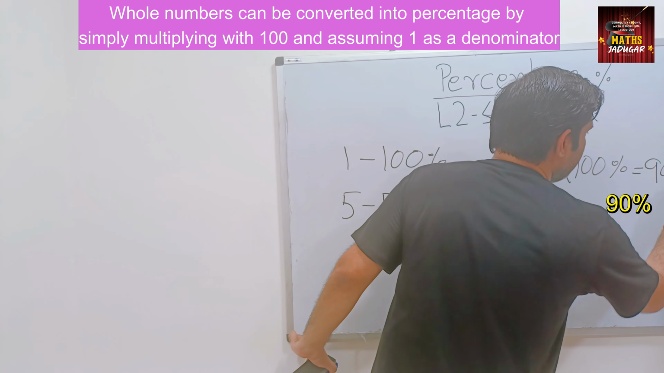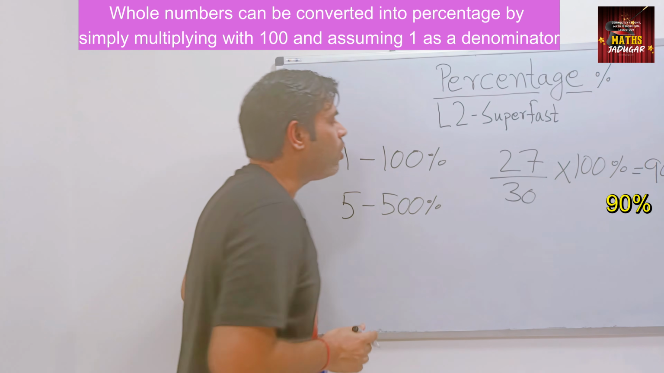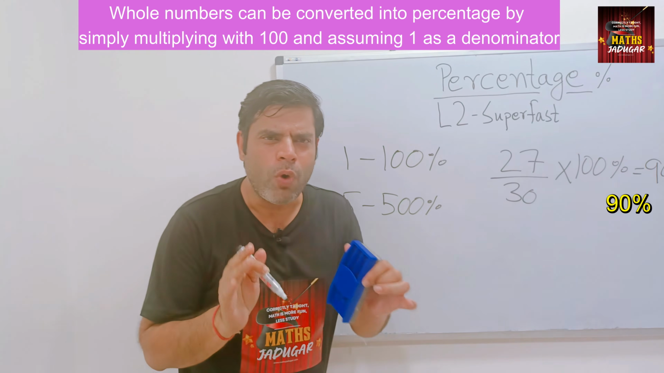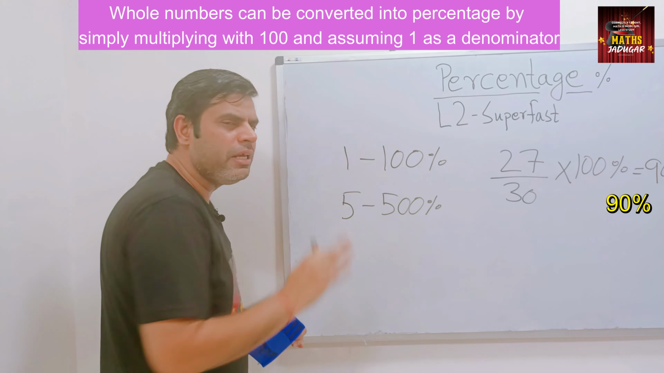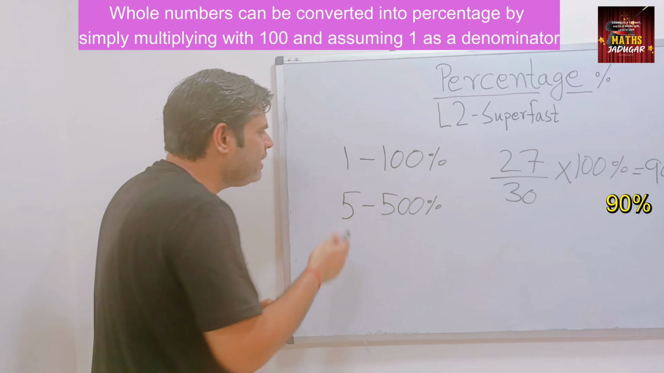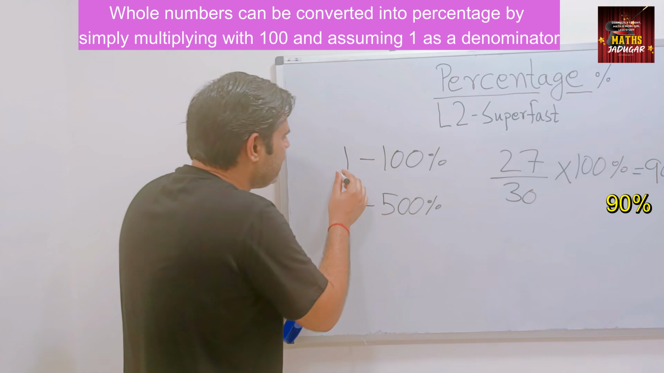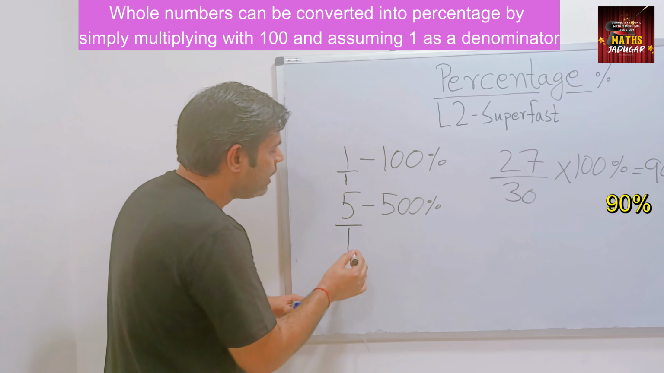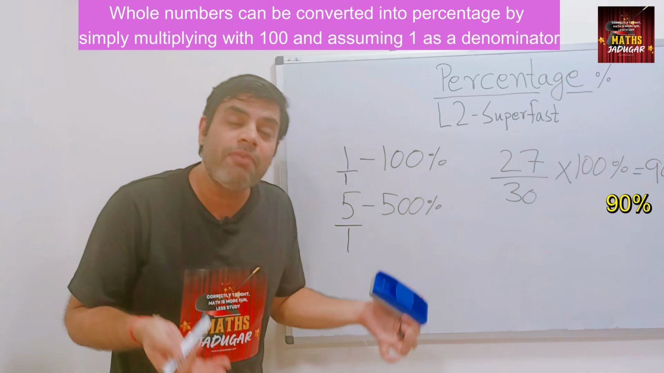That is fine, because that means you have not scored full marks. You are somewhere less than that. But what happens when there is no fraction, simply a 1? If it is 1, it is just like a fraction. It is basically 1 by 1. If it is 5, it is just like 5 by 1. Because 1, when you divide any number by it, it remains same.